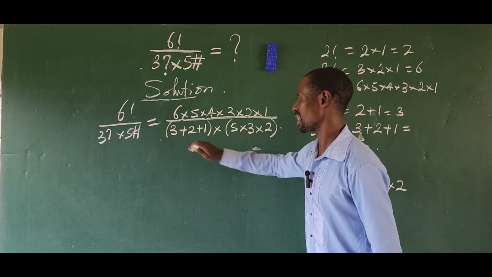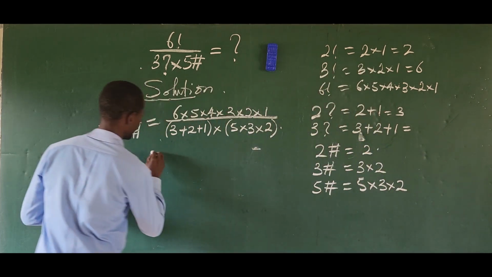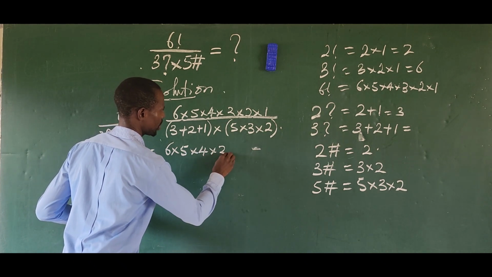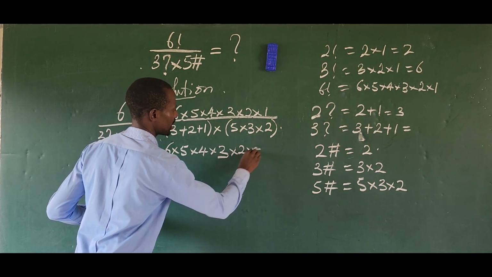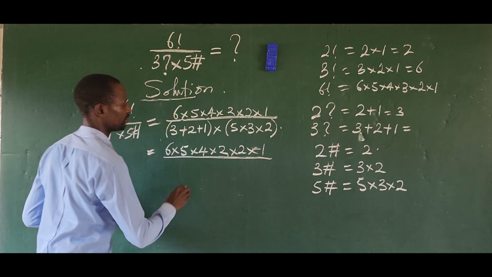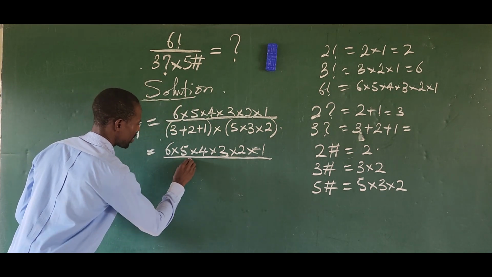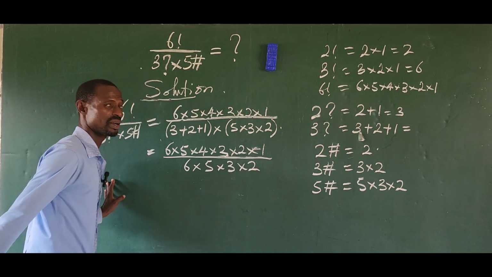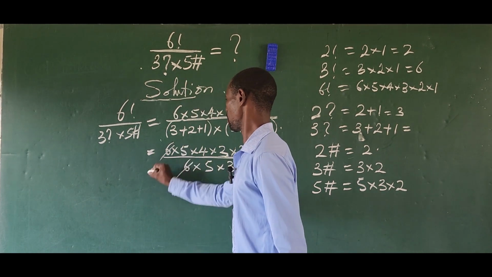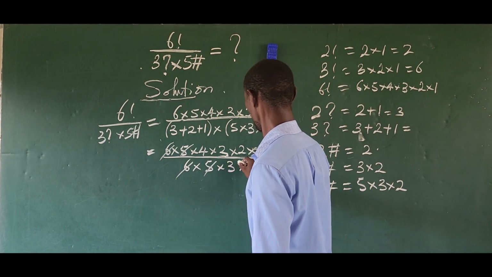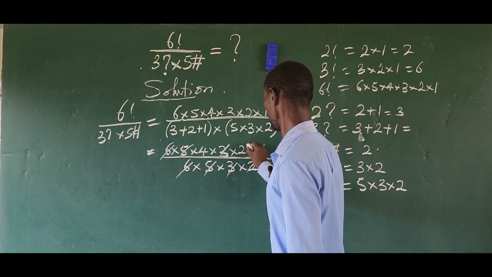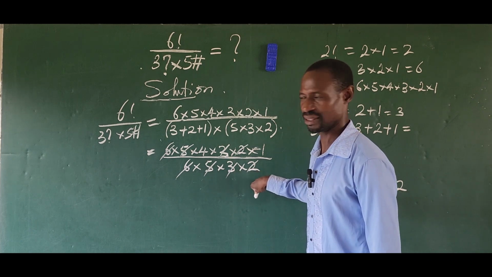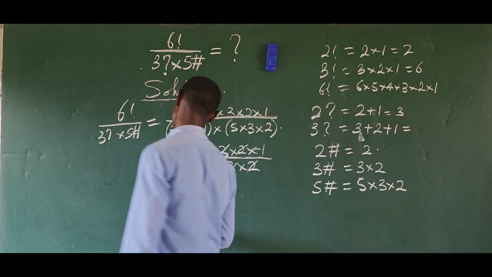So if we add this together, this is going to give us 6. So we have 6 times 5 times 4 times 3 times 2 times 1, all over 6, then times 5 times 3 times 2. So let's go ahead and cancel out. 6 goes with 6, 5 and 5 here, 3 here and 3 here, 2 here and 2 here. So we are now left with just 4 at the numerator, and at the bottom we have nothing. So we have 4 times 1.